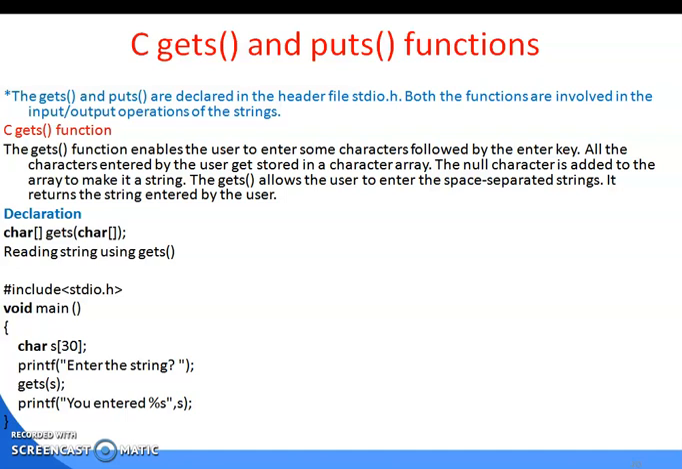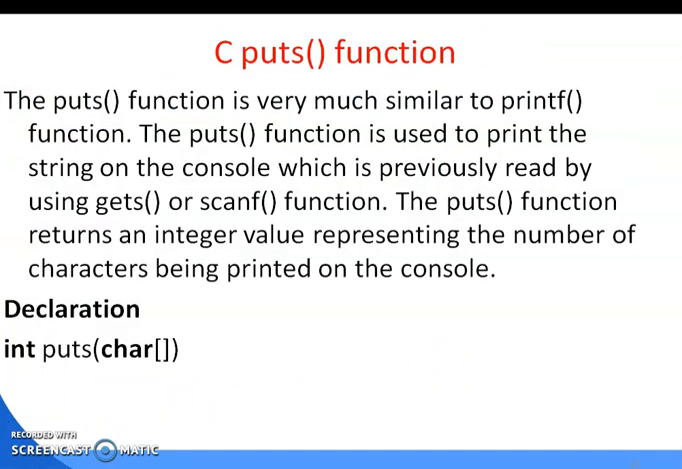So the declaration: char s[30], reading the string using the gets function. void main, char s[30], printf "Enter the string", gets(s), and print what you entered. Similarly, the puts function is very much similar to the printf function. The puts function is used to print the string on the console, which was previously read using the gets or scanf functions. The puts function returns an integer value representing the number of characters printed on the console. So that is known as the puts function.